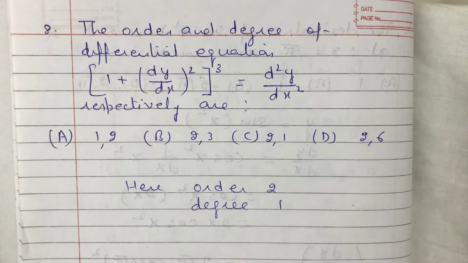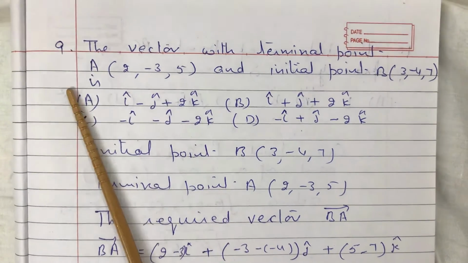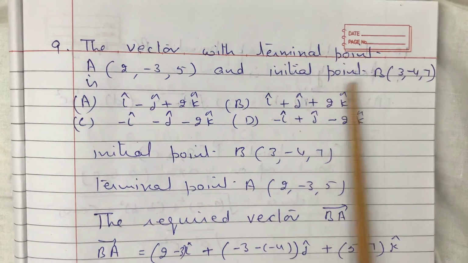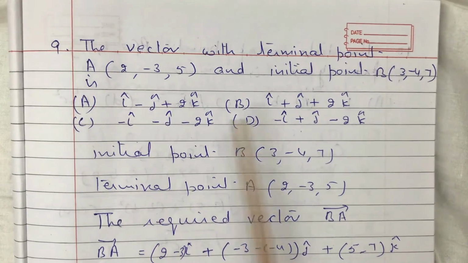C is the option. Now the 9th question: the vector with terminal point A and initial point B given here is, there are 4 options.